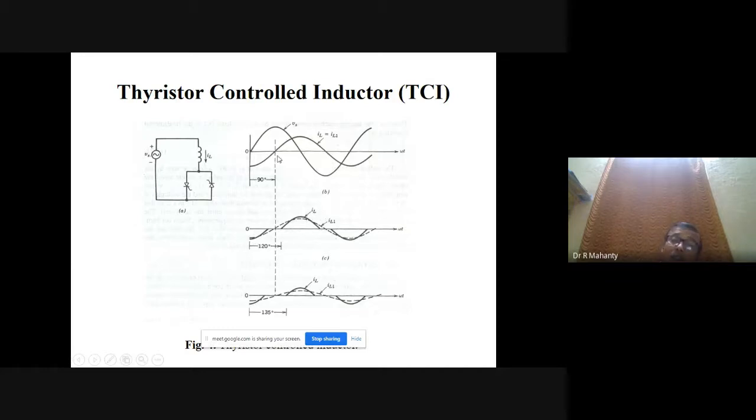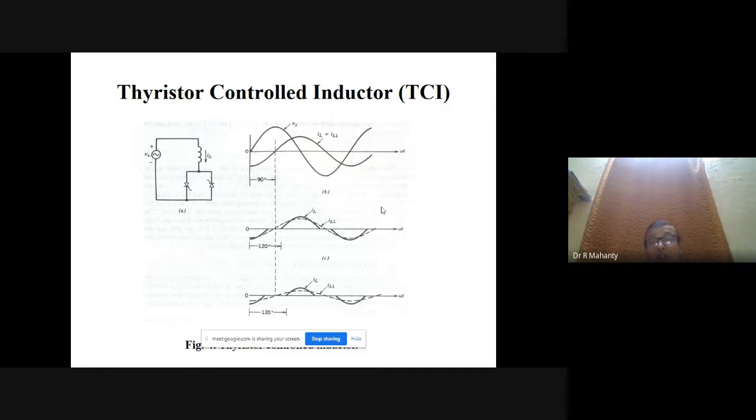Alpha cannot be made less than 90 degree because only at 90 degree the current is crossing zero, and this thyristor cannot be turned on when the voltage is negative, because you know that for turning on the thyristor, it has to be forward biased, and also there must be a small current which you call the latching current. This current through the thyristor must be greater than the latching current to turn it on. Therefore from 0 to 90 degree we don't have any control. Beyond 90 degree only, the thyristor can be controlled up to 180 degree.